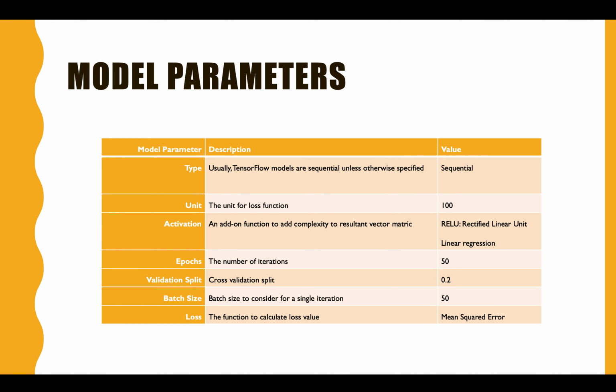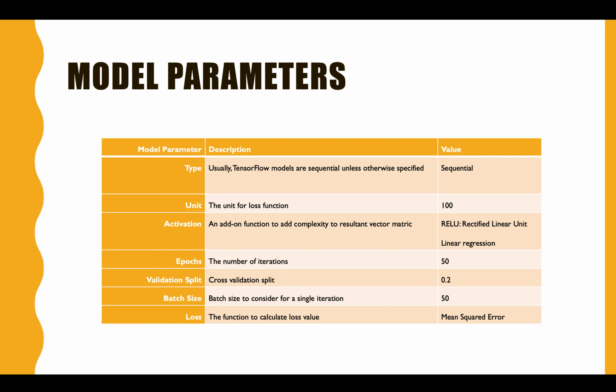And then the model parameters are about how the cross-validation is done and things like that, but it's not super important. I just wanted to put it out there because if somebody wants to replicate it, they should be able to do it. So the type is TensorFlow, as explained already, and the value is sequential. The unit for the loss function is 100. The activation is linear regression, as explained already.